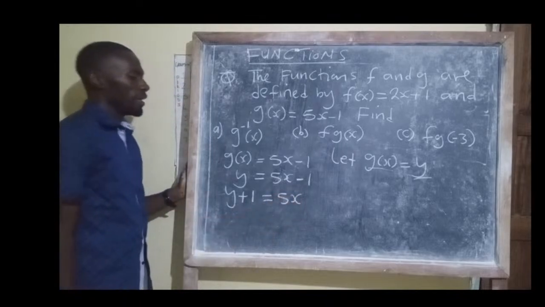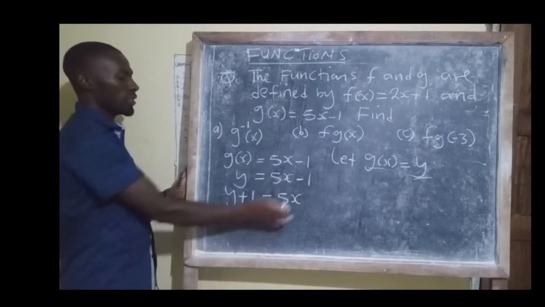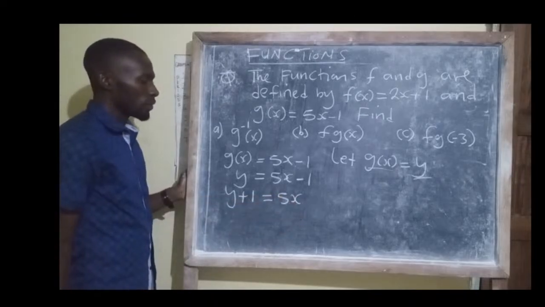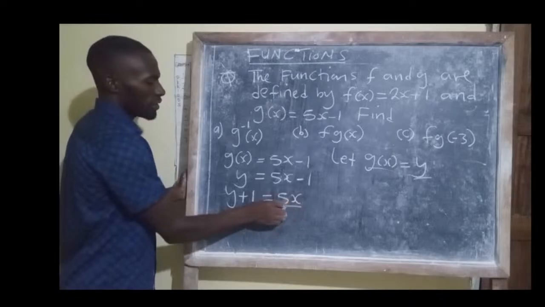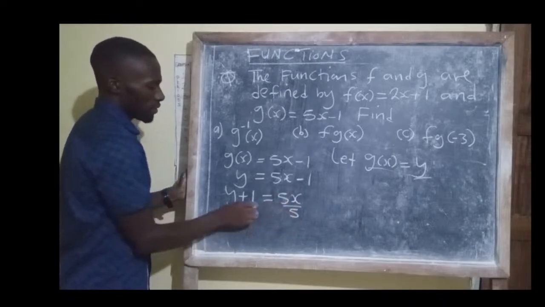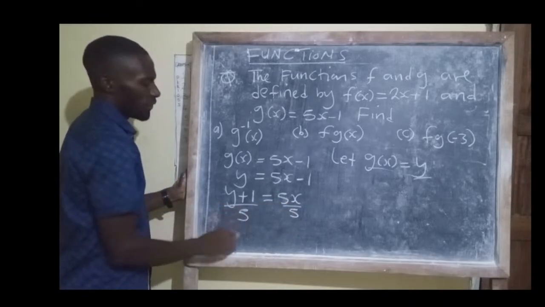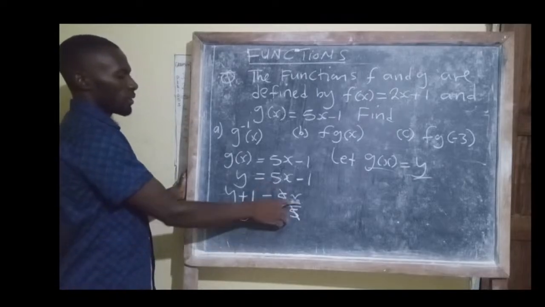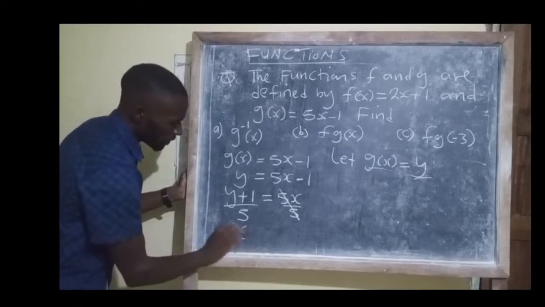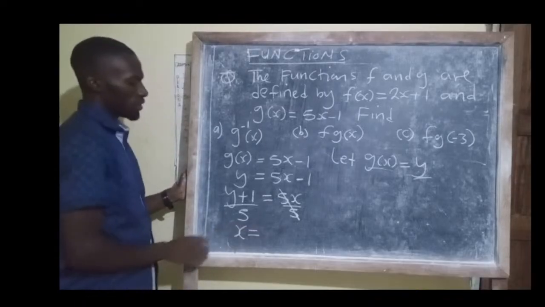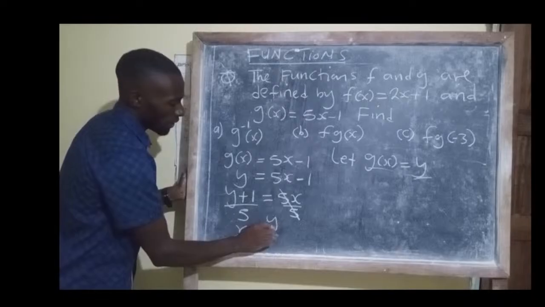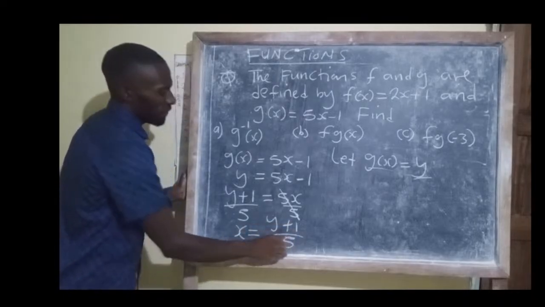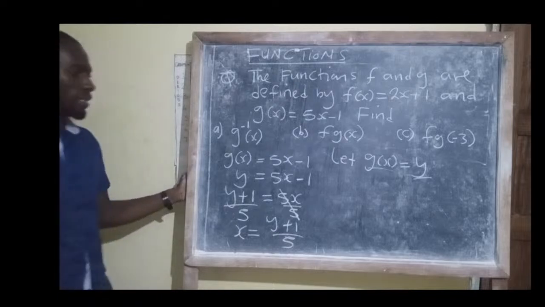5x. In this case, our main interest is remaining with x as our subject of the formula. So you're going to divide both sides by 5, so that 5 divided by 5 is 1. 1 times x, you remain with x, which is equal to y plus 1 over 5.